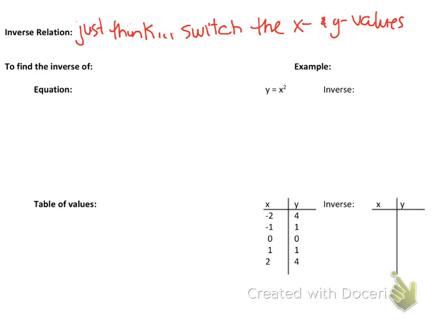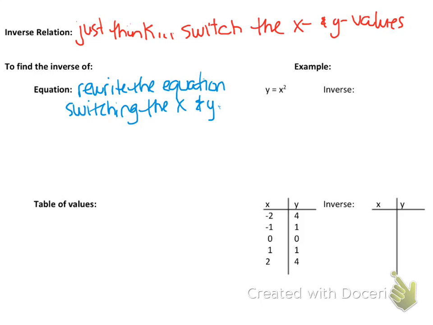To find the inverse of an equation, for example, and for these first examples, we're going to be using the example of y equals x squared. To find the inverse of an equation, you're simply going to rewrite the equation, switching the x and the y. So if our equation was y equals x squared, we're going to start by rewriting that as x equals y squared. All the numbers and everything else are going to stay in the same place. All you're doing is simply switching the x and the y.